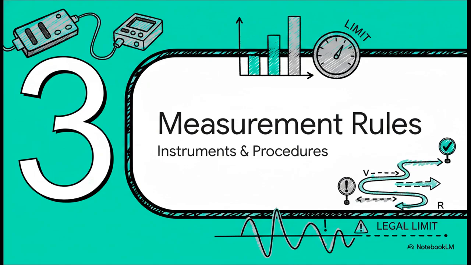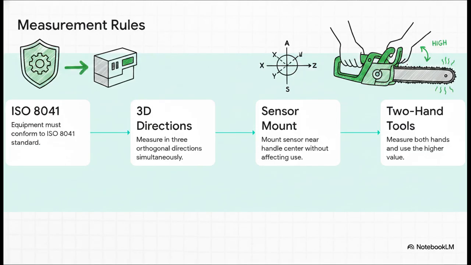Let's jump to Section 3, Measurement Rules and Instruments. If you're out in the field actually grabbing these numbers, there are some hard and fast rules you absolutely have to follow. First, as we touched on earlier, your instrument must conform to ISO 8041. Second, vibration doesn't just buzz back and forth in a straight line. It moves chaotically in 3D space, so you have to measure in 3 orthogonal directions simultaneously, the X, Y, and Z axes, to capture the true peak acceleration. Third, placement is everything. The sensor has to be mounted as close to the center of the handle as possible, but without getting in the way of how the worker normally uses the tool.